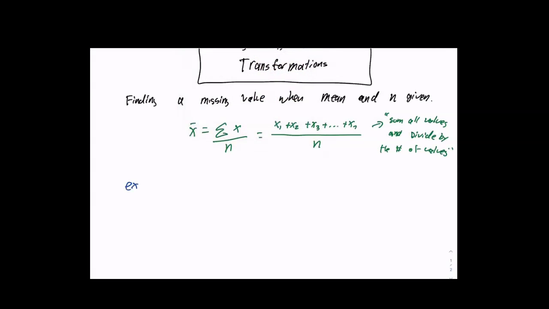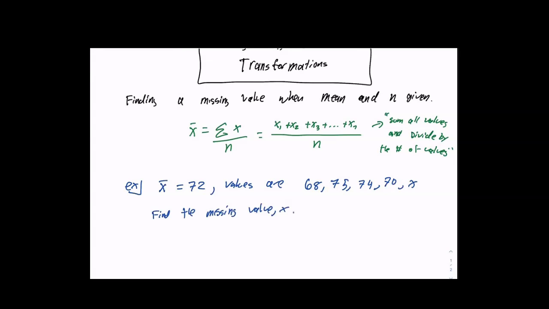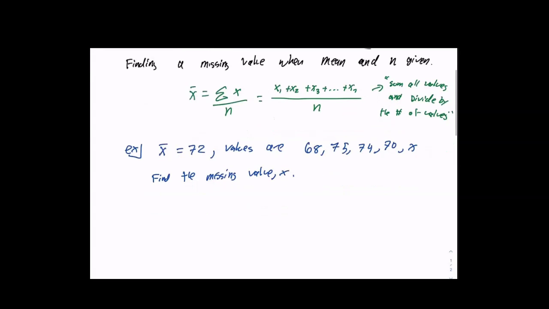in this example, I tell you that the mean is 72. And the values are 68, 75, 74, 70, and x. Find the missing value x. These could be quiz scores, for example.